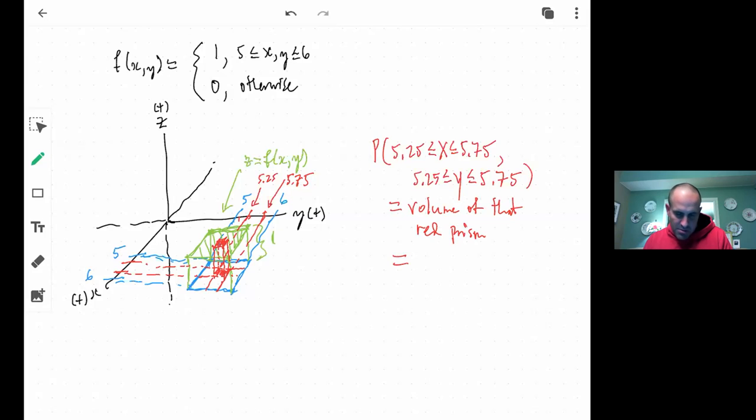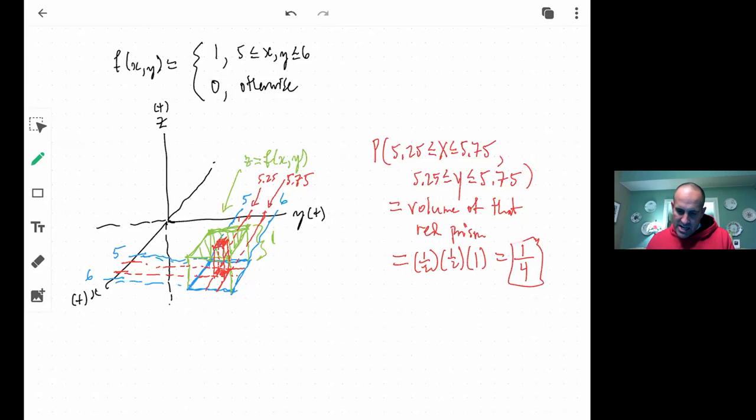The length and the width at the bottom, what is that? That's going to be half a unit and half a unit, right? So it's going to be 1/2 times 1/2 times the height, which is 1, which is 1/4.